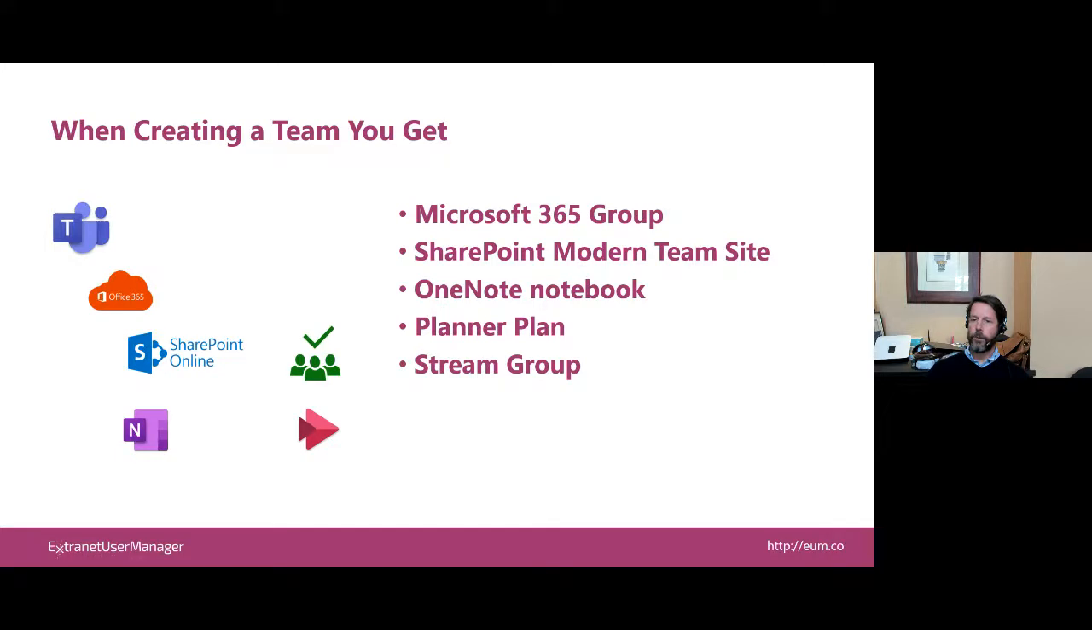So one of the first things I just want to cover, I went over this in the previous webinar as well, is that when you request a team, whether you go through a provisioning process or a request process that you've built, or you just let people say create team right through the Teams interface, there's a bunch of stuff that you're going to get as part of that. You're going to get a Microsoft 365 group, a SharePoint Online modern team site. You'll get a OneNote notebook inside of that team site. You may get a Planner plan.